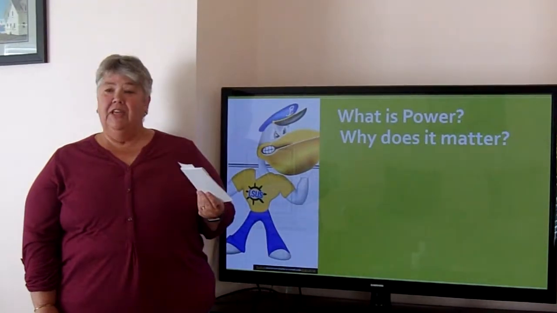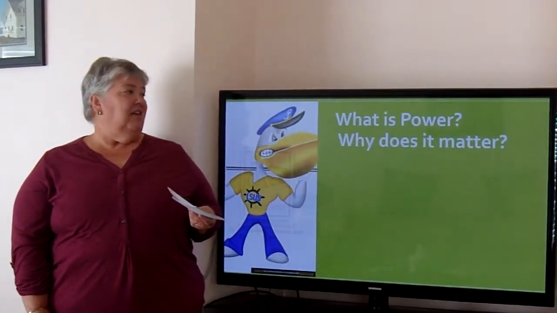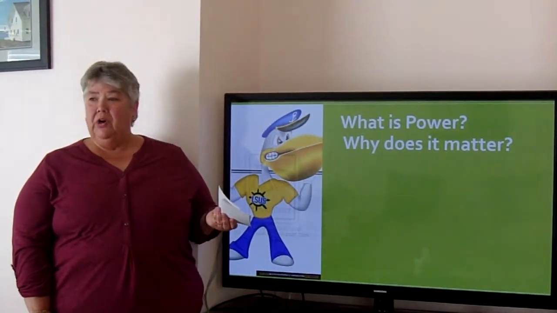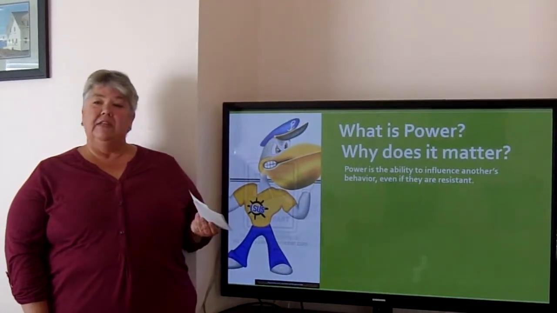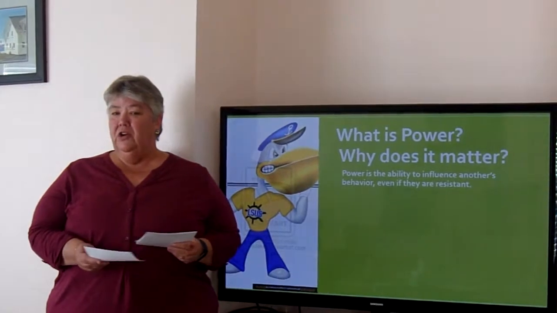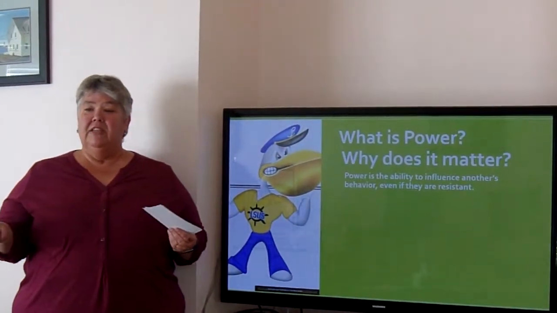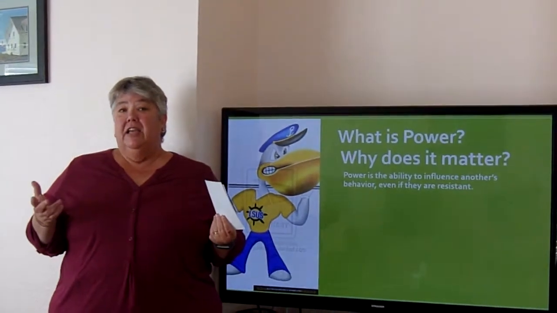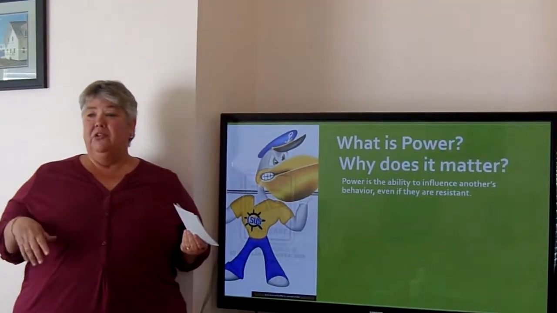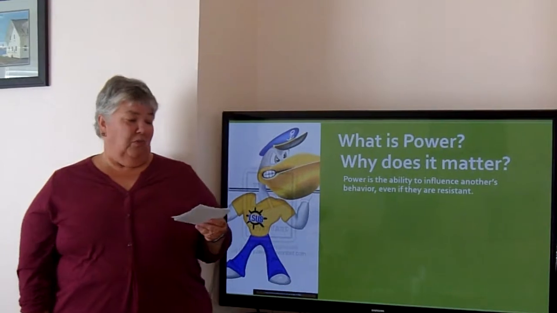So before we dive into the findings of the theory, let's talk for a minute about what power is and why we should want to study it. Well, power is the ability to influence another's behavior, even in the face of pushback or resistance. And it's getting the other partner in a dyadic partnership to do what they don't want to do.